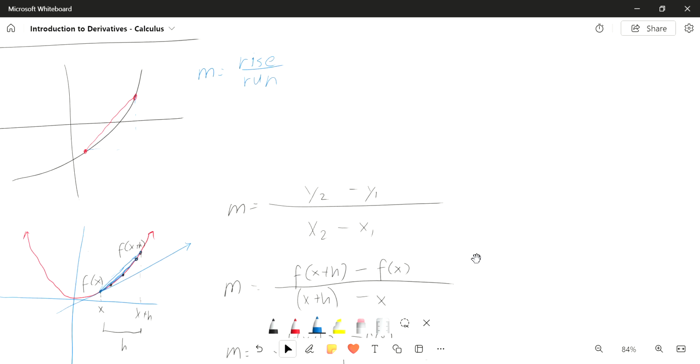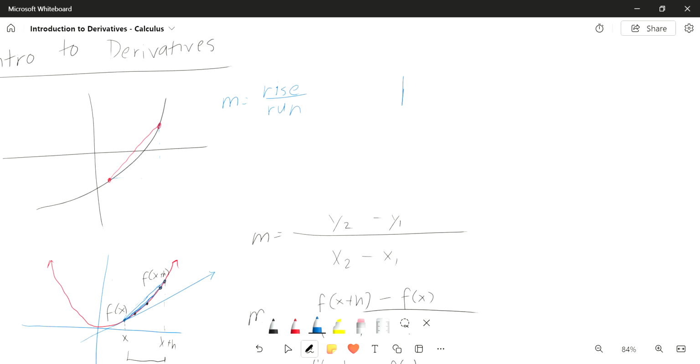So the derivative is just the rate of change of a function, or instantaneous slope.